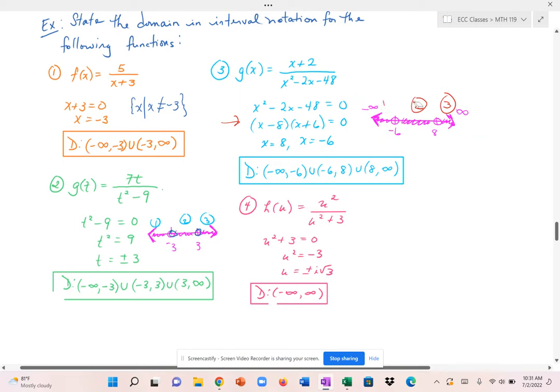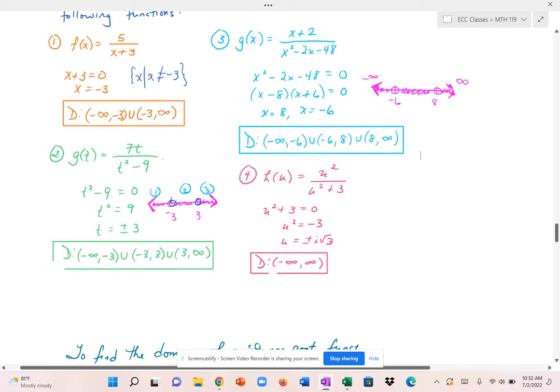Okay, so now we're on number 4. And number 4 says h of u is equal to u squared over u squared plus 3. This time u is my independent variable, and h of u is dependent on that. So take the denominator, set it equal to 0.